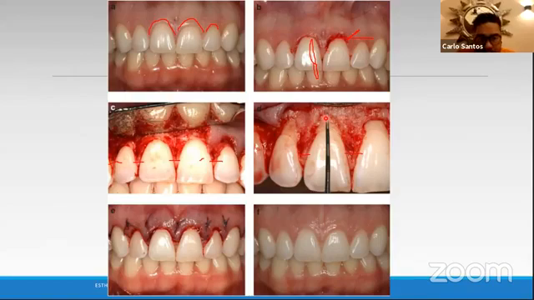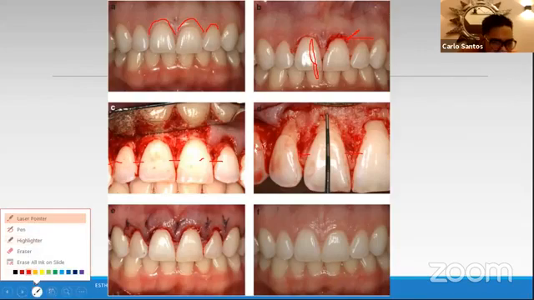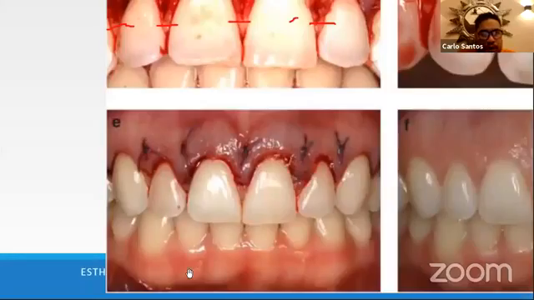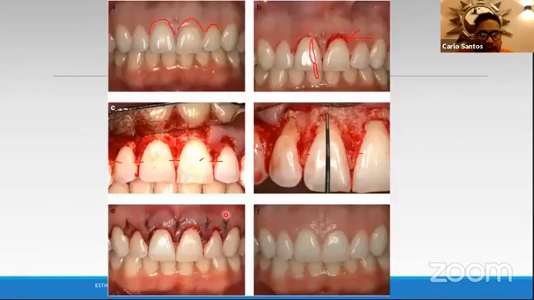And then here you can see, okay, let me zoom it. We do a coronally repositioned flap. Sometimes we do a sling suture or a vertical mattress suture, anything that will position the flap coronally. And then post-operatively, this is how it looks.